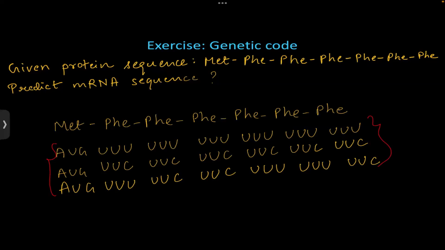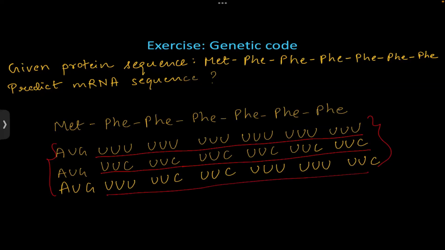In one combination, all the phenylalanine molecules can be coded by triple U. Another way can be that all the phenylalanine molecules are coded by UUC, or it can be random. A few phenylalanines are coded by triple U, a few are coded by UUC, so it can be random. So these are the possible types of mRNA sequence that we can predict from the given protein sequence.